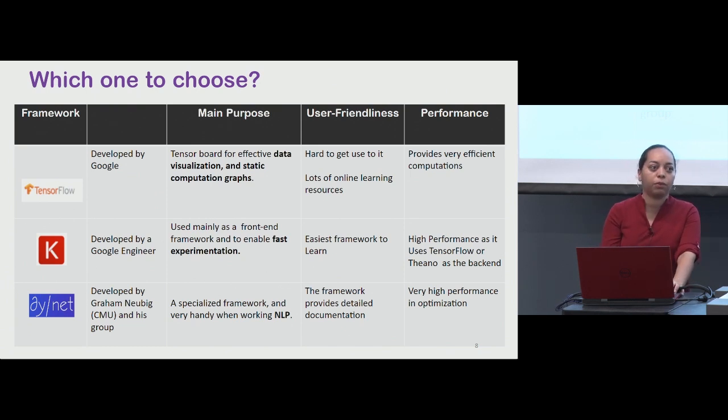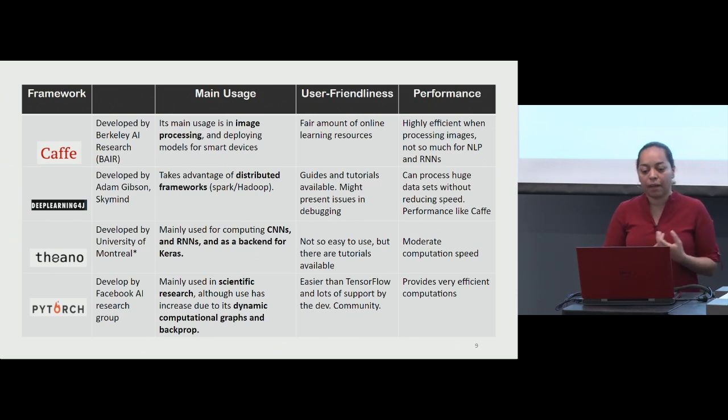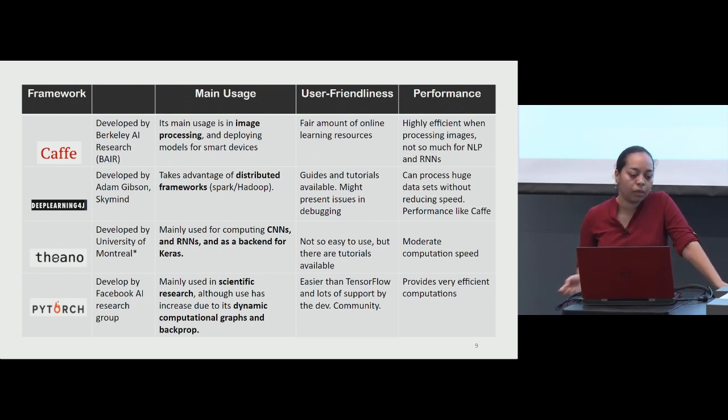DyNet is usually used for natural language processing. It's also high in performance, and by the way, this one is developed by someone at CMU and their group. Then we also have Caffe, whose main use is image processing. It's also highly efficient for computer vision, but not so much for natural language processing and recurrent neural networks. Then we have Deeplearning4J, which is mainly used for distributed frameworks, like Spark and Hadoop, and it performs similar to Caffe.